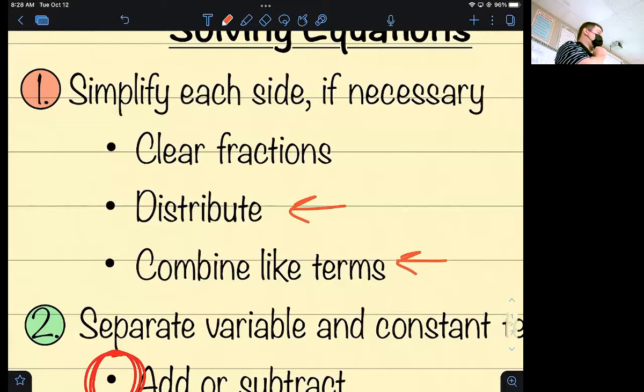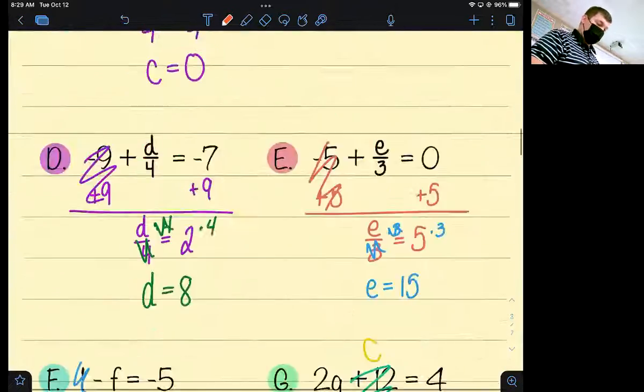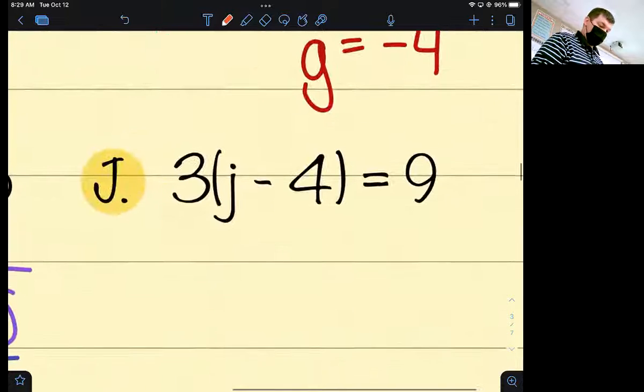I'm going to show you how to clear fractions today, because on your e-learning worksheet, we have these really big fractions that we're looking at. So we'll look at those. But if I have parentheses, what I do is I take the number in front of the parentheses and I distribute it to the terms that are inside. And that's what distribute means. So let's go ahead and get started with example J.